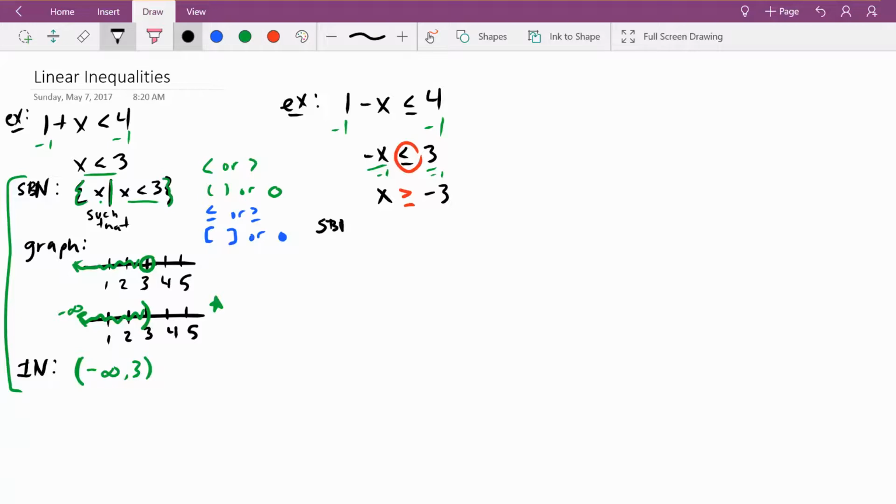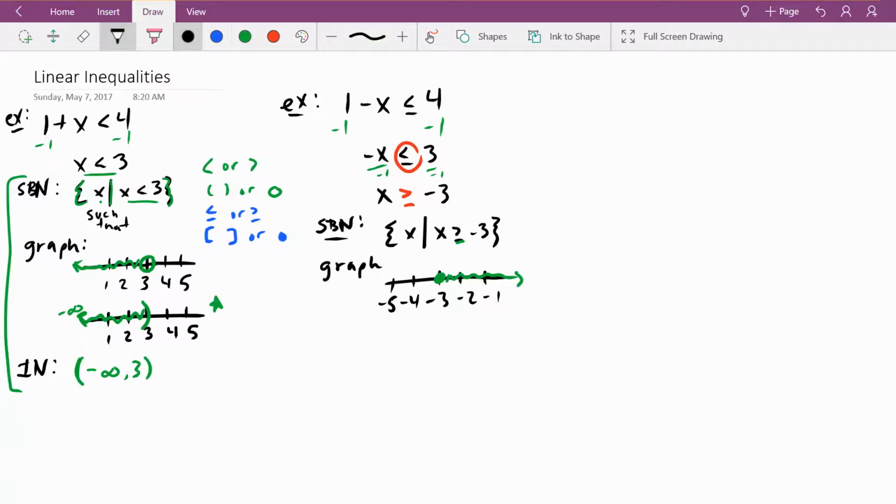Set builder notation again. Brace x such that x greater or equal to -3. Done. The graph. Okay, we're at -3 now, so here's -2, -1, and so forth. Our old way, this has a line underneath, so we would do a solid dot. Greater than means we're shading to the right.